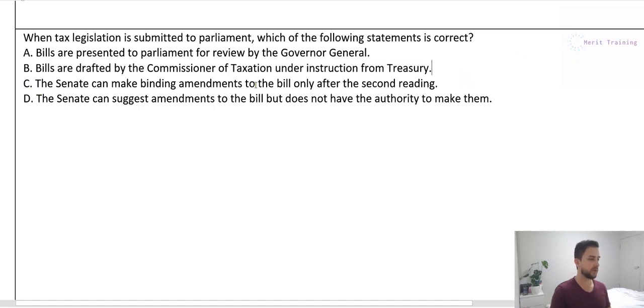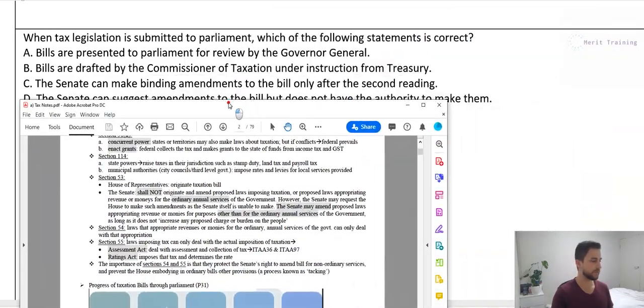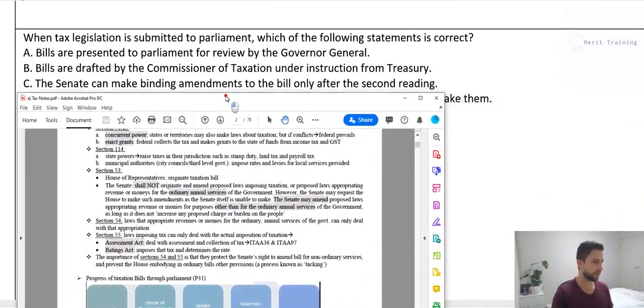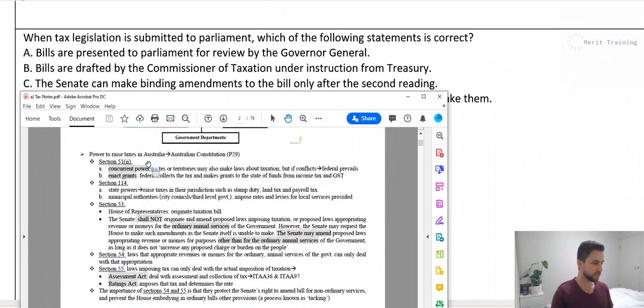Okay, C, the Senate can make binding amendments to the bill only after the second reading. So if we go back to the original sections that we went through in the core content video, we know that the Senate shall not originate and amend the proposed laws imposing taxation or proposed laws appropriating revenues or monies, and so on. They can make amendments in specific cases, which is only when the government, as long as it does not increase any proposed charge or burden to the people, and it doesn't relate to ordinary annual services. So basically, in 90% of the cases, the Senate cannot amend the legislation. So C is also incorrect.